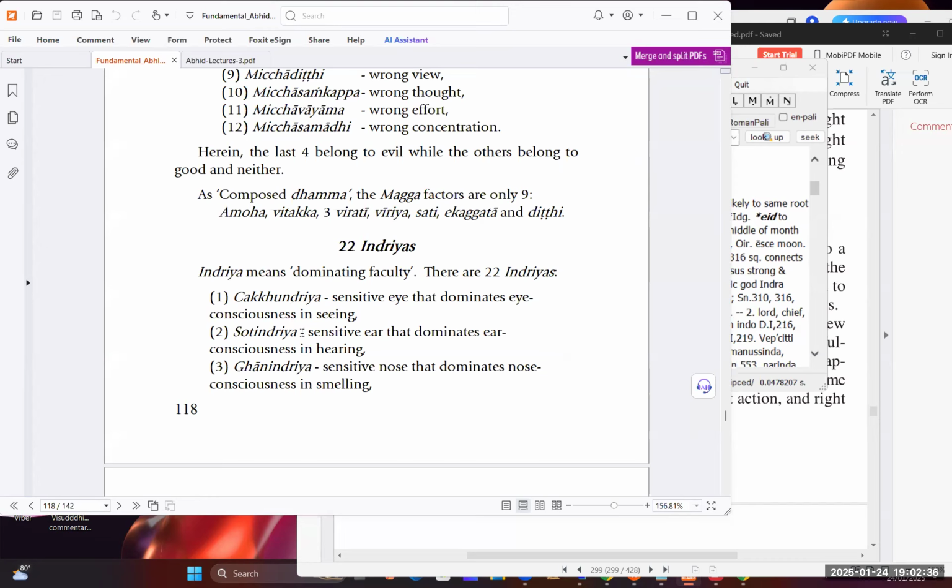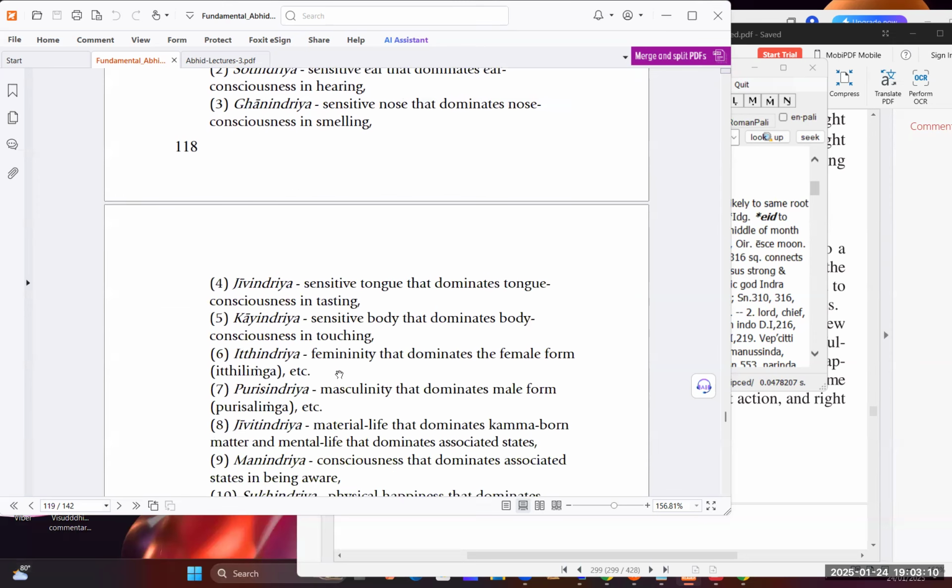Similarly with Sotindriya, right? So you have Chakkhu, Sota, which is ear, and Ghana. When you combine them, they become Chakkhundriya, Sotindriya, Ghanindriya, right? So the sensitive eye dominates eye consciousness in seeing. Sotindriya, the sensitive ear, dominates ear consciousness in hearing, and Ghanindriya, the sensitive nose, dominates nose consciousness in smelling. Right. So this is the same as our eye, ear, nose.